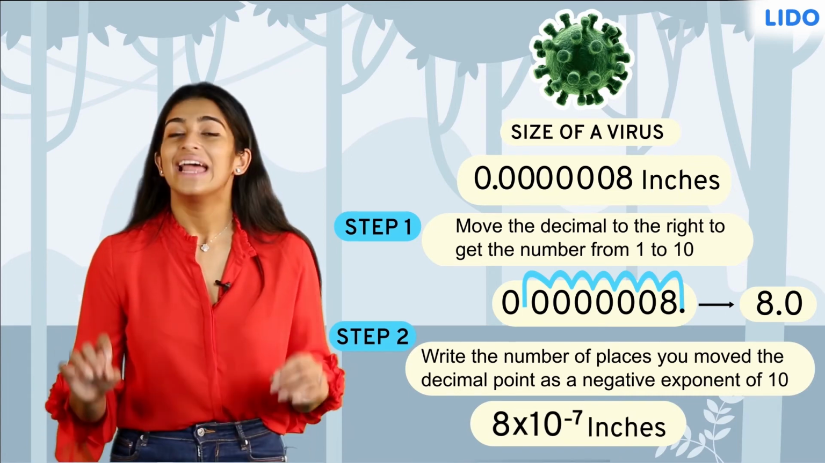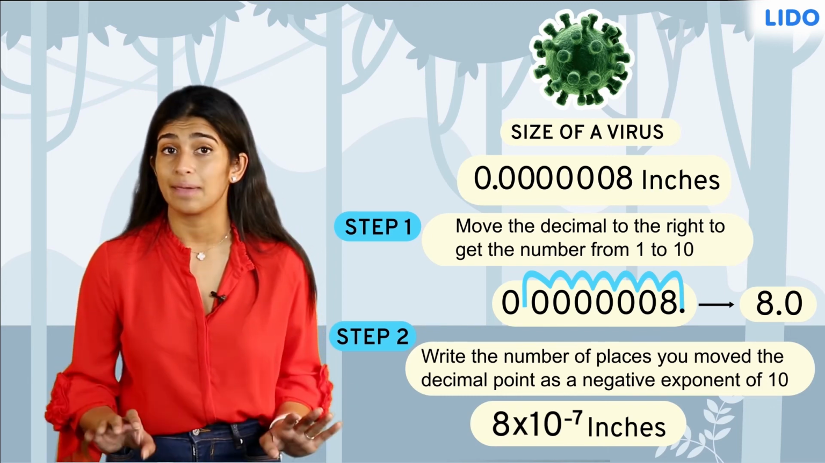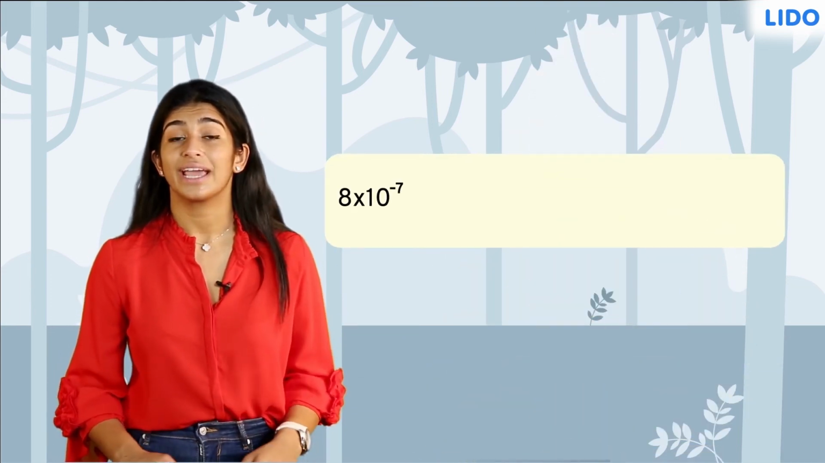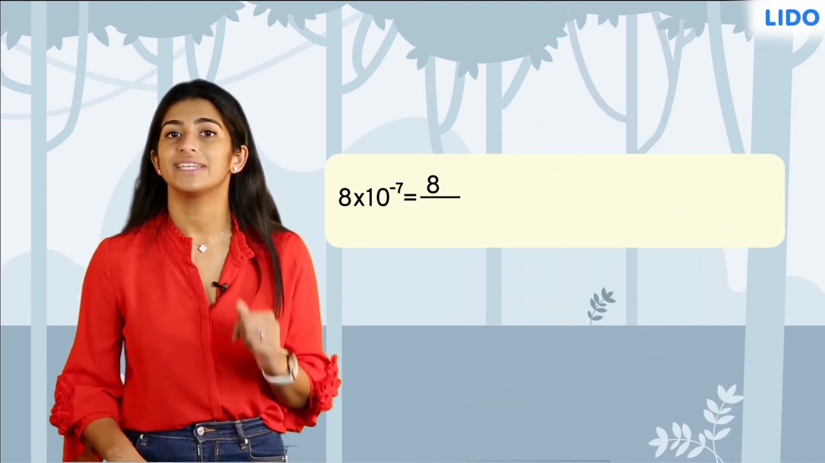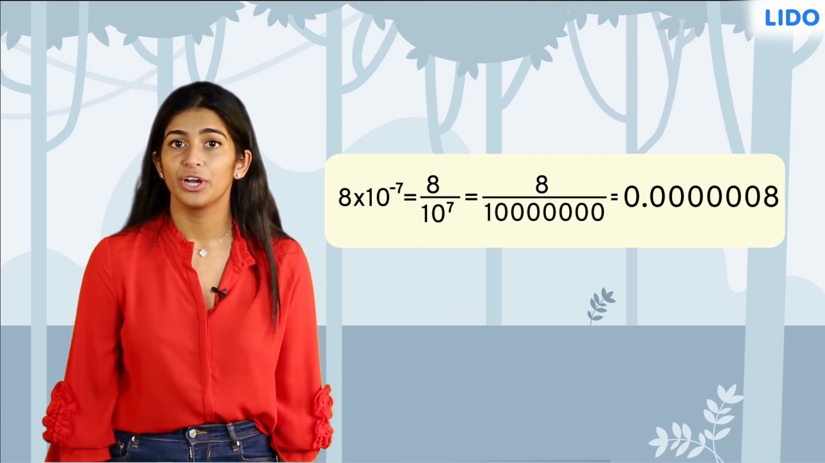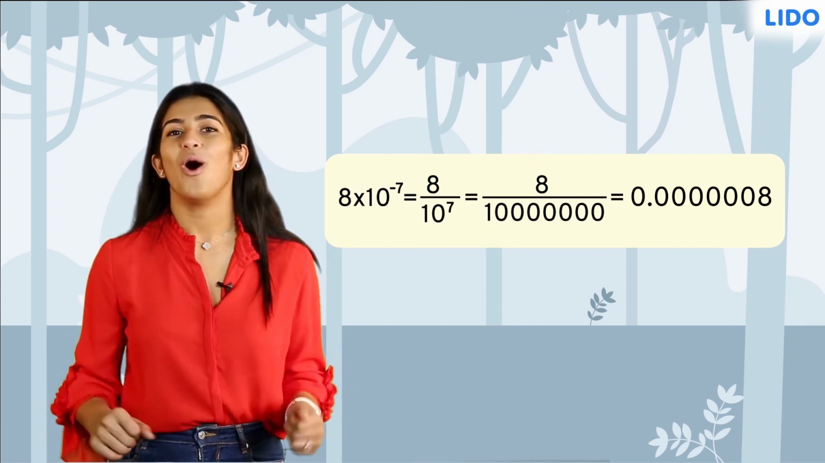Just to be sure, let's check if 8 × 10^-7 is the same as that. To do that, we will express 8 × 10^-7 as 8 over 10^7 or 8 over 1 crore. This is what we started with, so our scientific notation was correct.